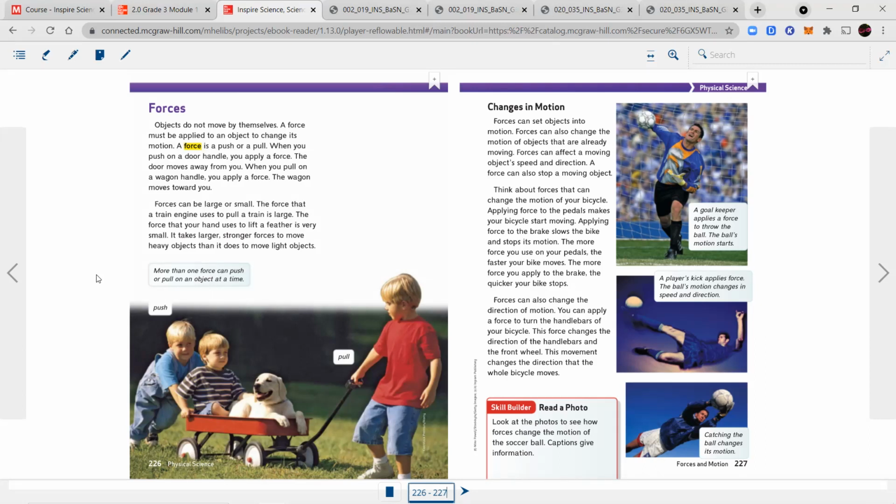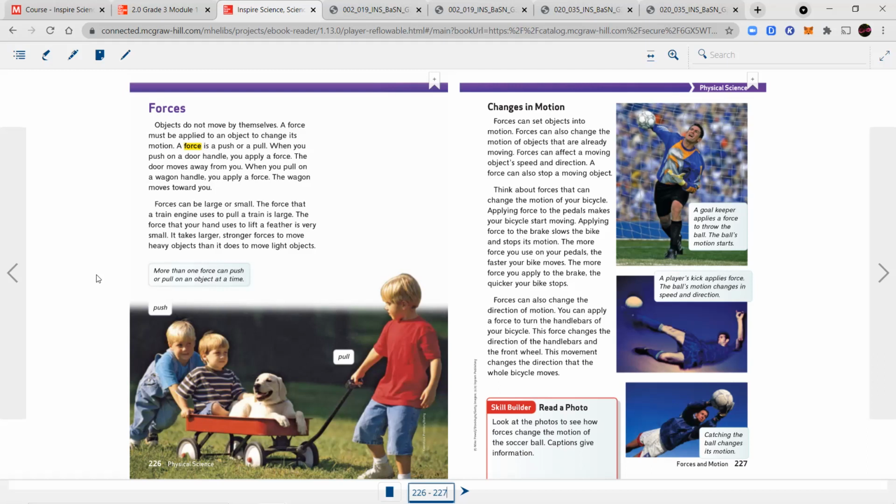Forces can be large or small. The force that a train engine uses to pull a train is large. The force that your hand uses to lift a feather is very small. It takes larger, stronger forces to move heavy objects than it does to move light objects. More than one force can push or pull on an object at a time. So anytime you're doing a push, you're moving something away from you. Anytime you're doing a pull, you're pulling something closer or towards you.